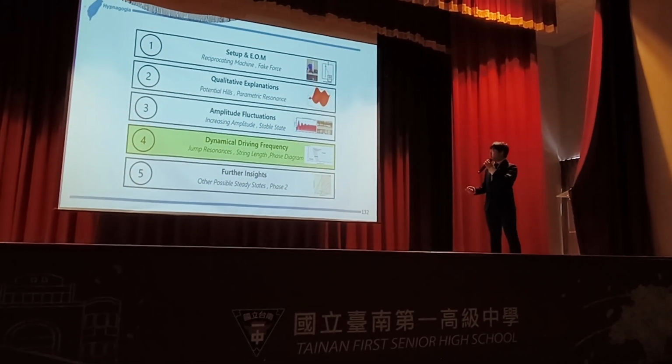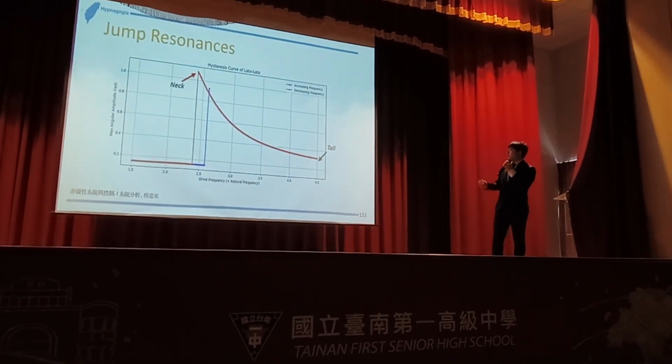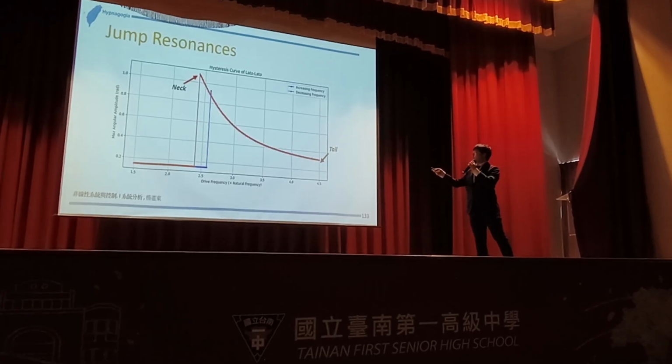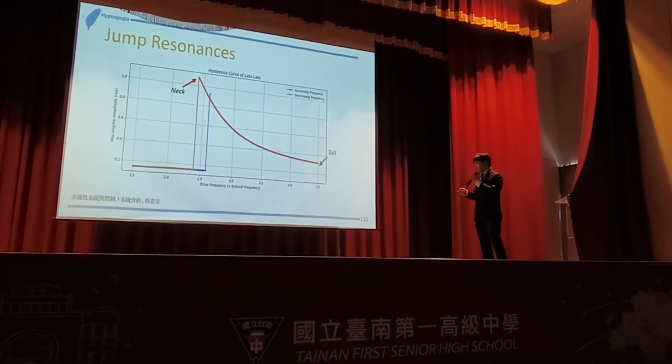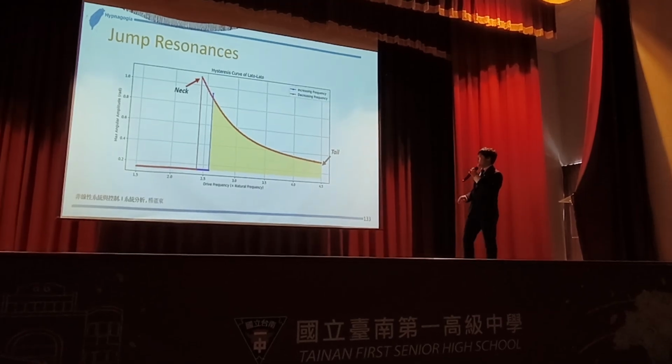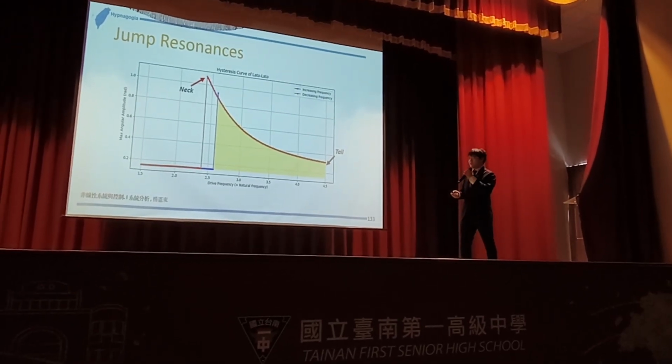Then let's move on to the dynamical driving frequency. With different driving speeds, there will be a different steady state amplitude. This is called a jump resonance. When we increase the driving speed, we can see that the amplitude decreases.